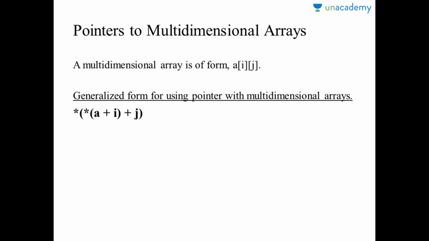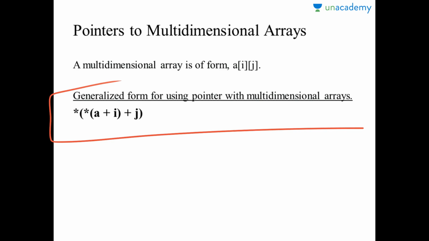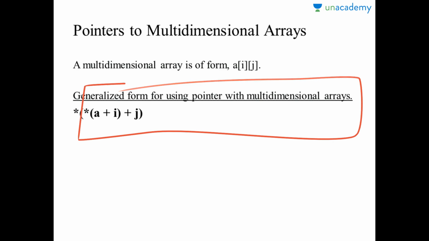Next is pointers to multi-dimensional arrays. A multi-dimensional array is of the form A[i][j] here. Let's see how we can make a pointer point to such an array. As we know that the name of the array gives its base address, so for A[i][j], a will give the base address of this array, and even a plus 0 will also give the base address. That is, if we put i equals 0 and j equals 0, it will still give the base address as a. So this is a generalized form for using pointers with multi-dimensional arrays.